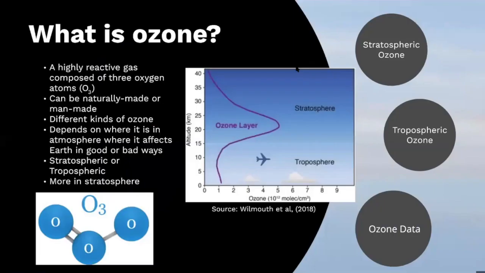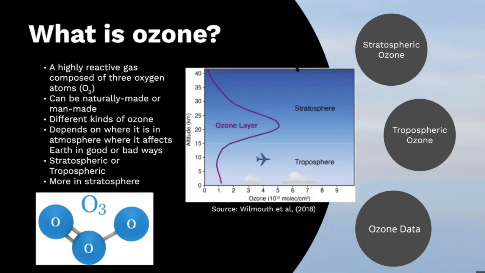So next up, we're going to be talking about ozone. So what is ozone? Ozone is a highly reactive gas that consists of 3 oxygen atoms that can be made by us and in the stratosphere. There are 2 different kinds of ozone, the stratospheric, or what we call the good ozone, and the tropospheric, also known as bad ozone.